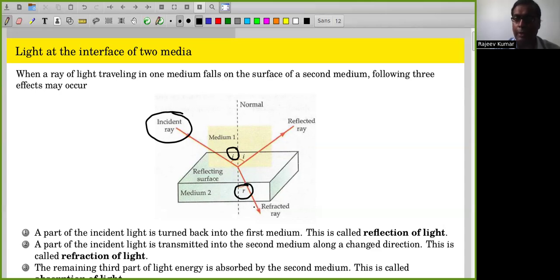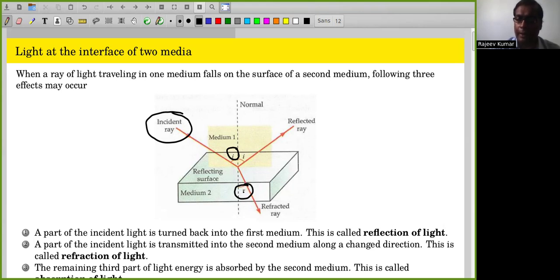This is also termed as transmissibility of the material. And some of the rays get reflected away from the material. So those light waves which are turned back or bounced back into the initial medium from where they were coming, that is called the reflection of light. However, as shown in the diagram, the part of the incident light which is transmitted into the second medium by changing its direction is called the refraction of light.